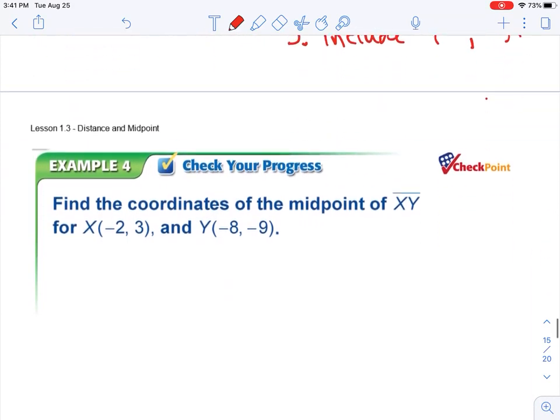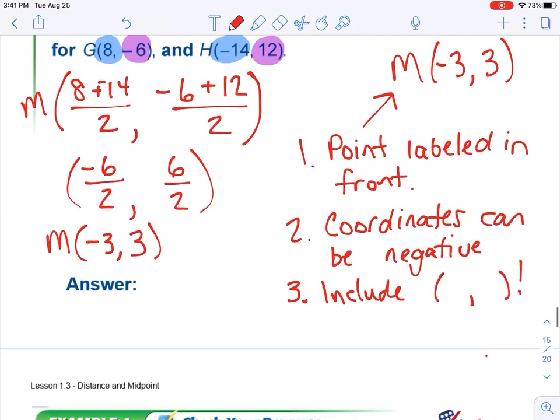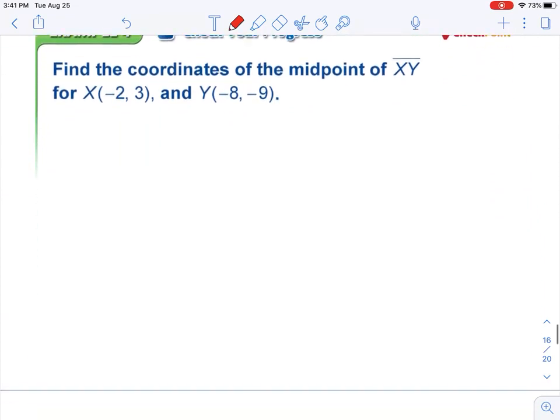I believe I said it up top, but the reason I'm pointing out that coordinates can be negative is distance cannot be negative. If it's negative, something went wrong. So we're going to go ahead and find the coordinate of the midpoint here once again, keeping those three things in mind.